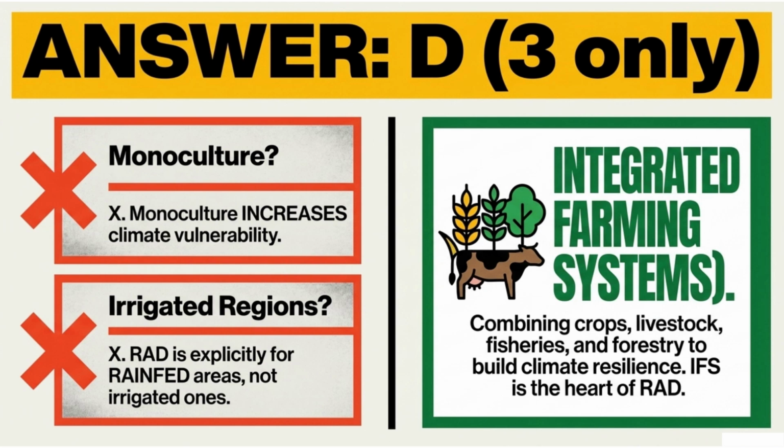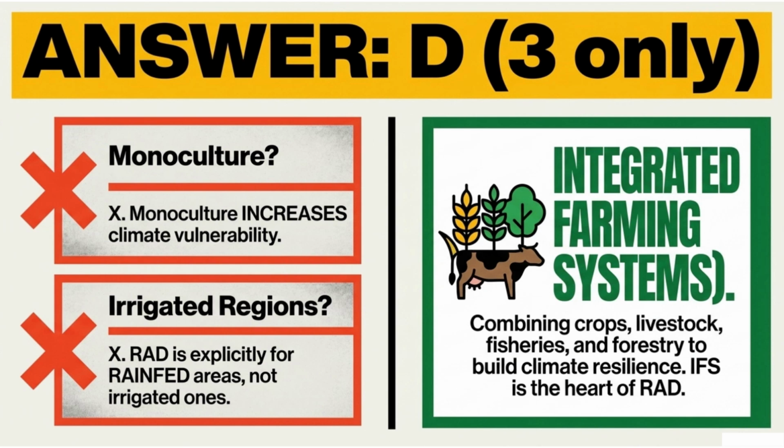Objectives 1 and 2 are deliberately wrong and placed to test whether you know the actual direction of the RAD program. Monoculture increases vulnerability to climate risks. That is, the exact opposite of what RAD is trying to achieve. Objective 1 is wrong. RAD is specifically designed for rain-fed areas, not irrigated regions, and it does not focus on increasing cultivation of any single crop. Objective 2 is wrong. Objective 3 is the core and only correct objective.